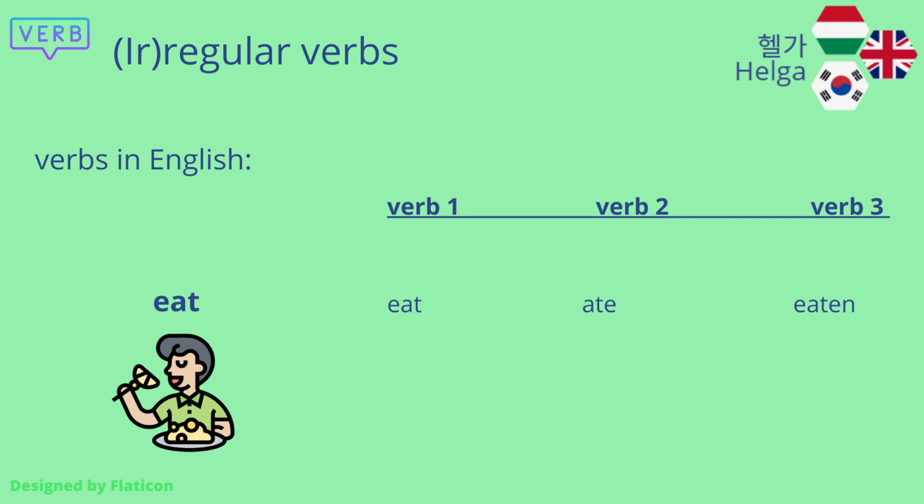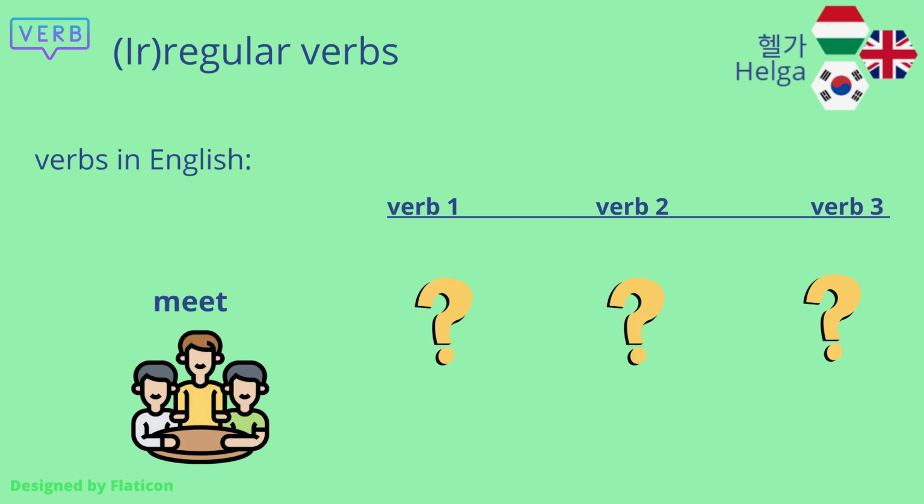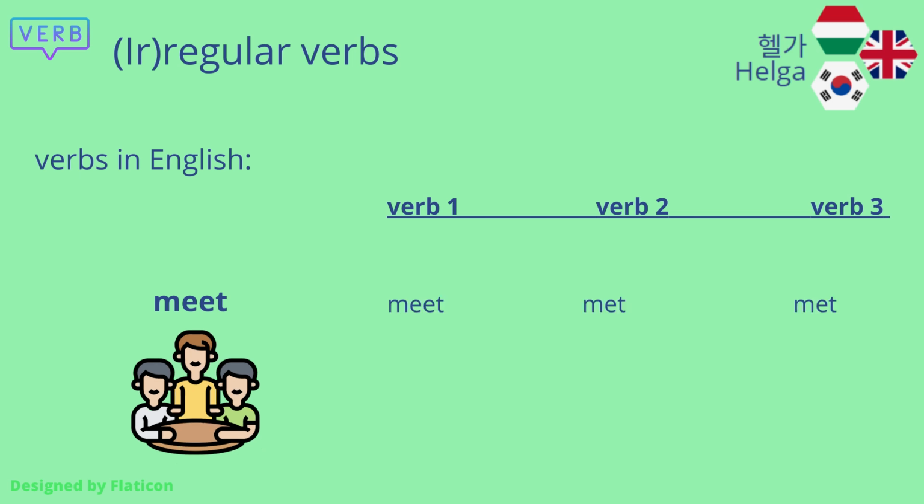And the last one? Meet. What is verb 1, verb 2, and verb 3? Meet, met, met. Well done, very good.